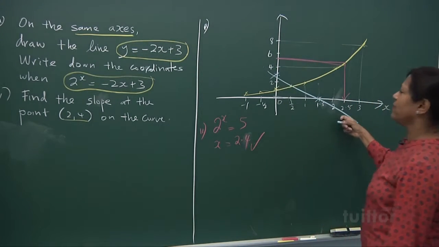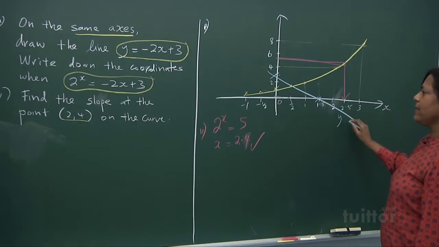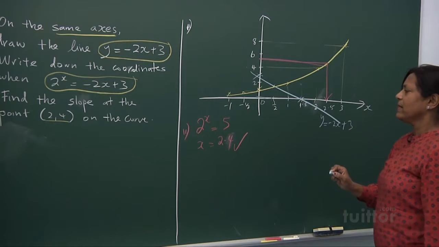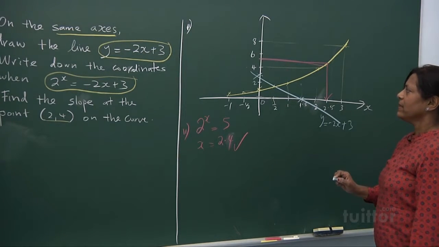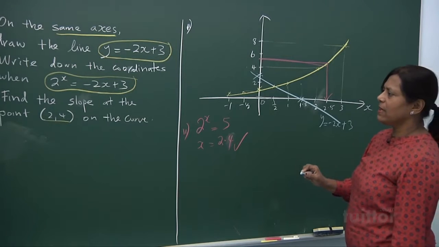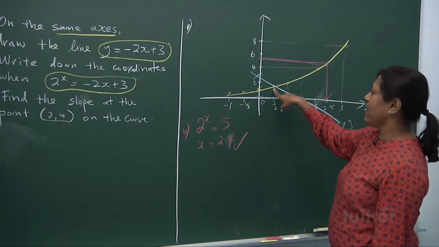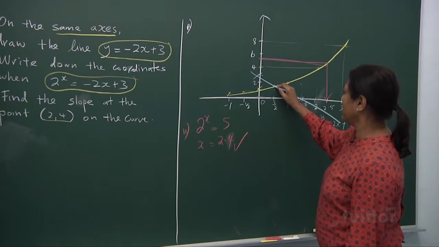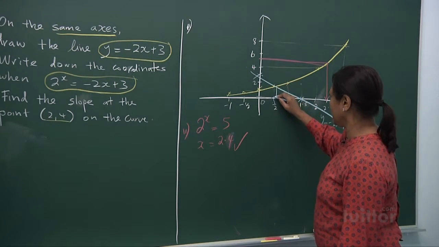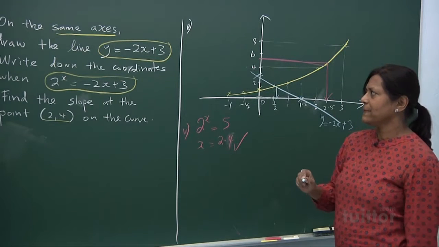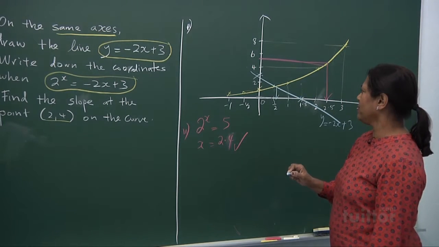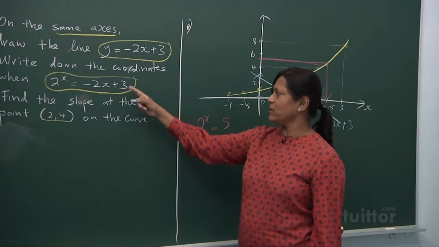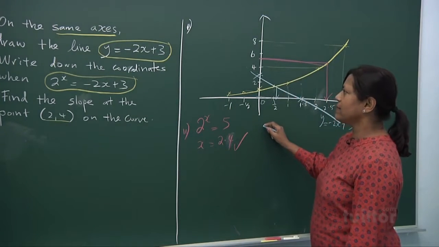So the name of this graph, your y is equal to minus 2x plus 3. Now you can see from here, the two graphs meet about there. They meet at this point, and this point here is slightly around there. Look at that. All right, so write down the coordinates where the two graphs meet. All right, so I'm going to write it here.